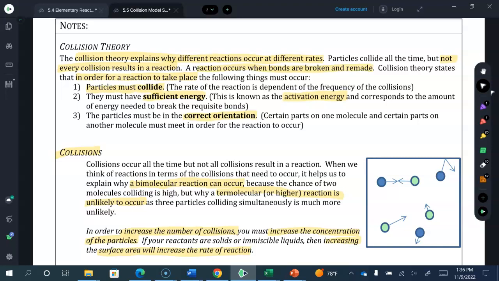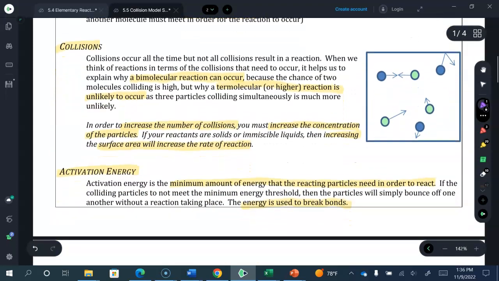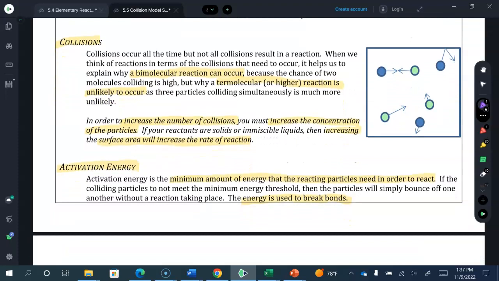They must have sufficient energy. We call this activation energy, EA, E sub A, and it corresponds to the amount of energy needed to break the prerequisite bonds. So it has to hit hard enough to break the bonds. The particles must be in the correct orientation, so they have to be pointing the correct way and collide in exactly the correct way for a reaction to occur. So honestly, reactions really aren't super common because there's a lot of requirements for them to actually occur.